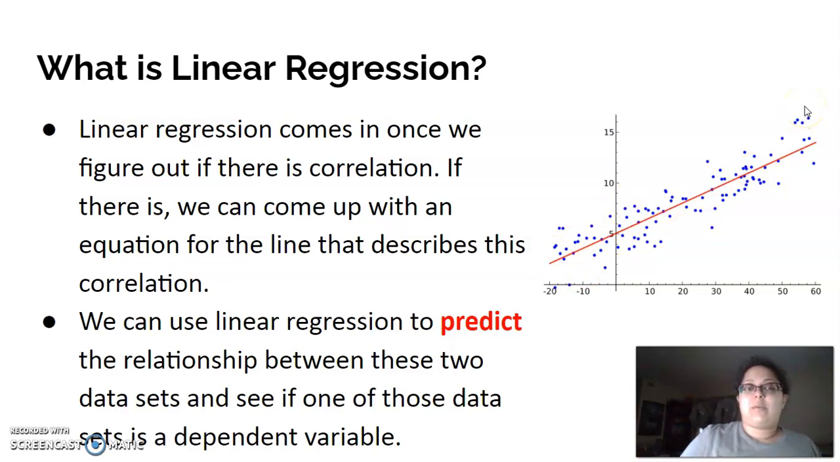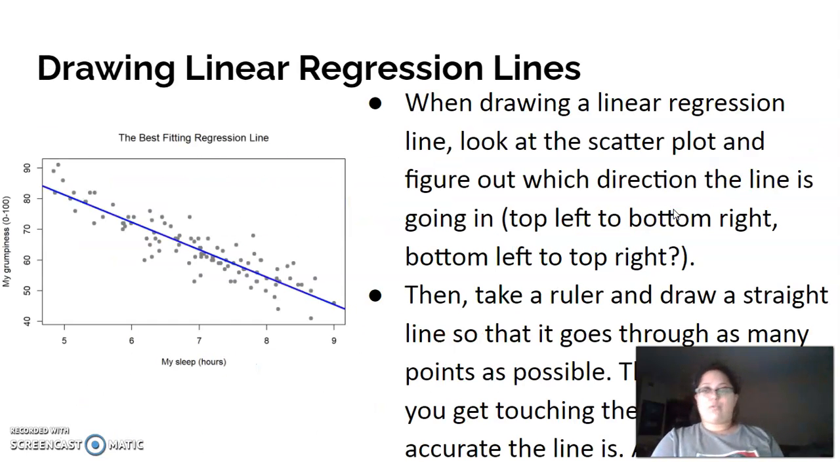this relationship. And then we can use that line to predict the relationship between the two sets and see if one of those data sets is a dependent variable. And if it works, we can actually predict other values. Like if there isn't a value at, let's say, 20 in this picture, we could figure out if x is 20, what would be the y? And it would probably be around like 15 and a half or something like that, you know? So it's kind of cool.